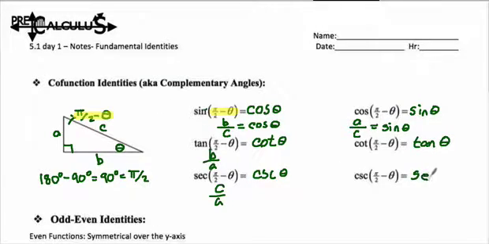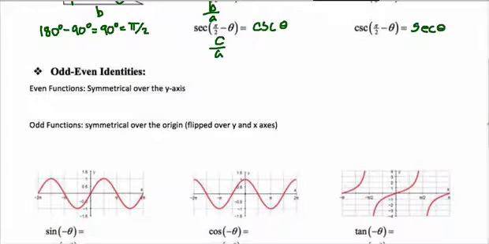Okay, last one I'm going to show you here: odd and even identities. You're going to have to think way back to when we learned about odd and even functions. An even function is symmetrical over the y-axis. If you remember, x squared is an even function, like that. And then we talked about what that would look like algebraically. What that looks like algebraically is if you were to apply a negative to every x, then out would come a positive.